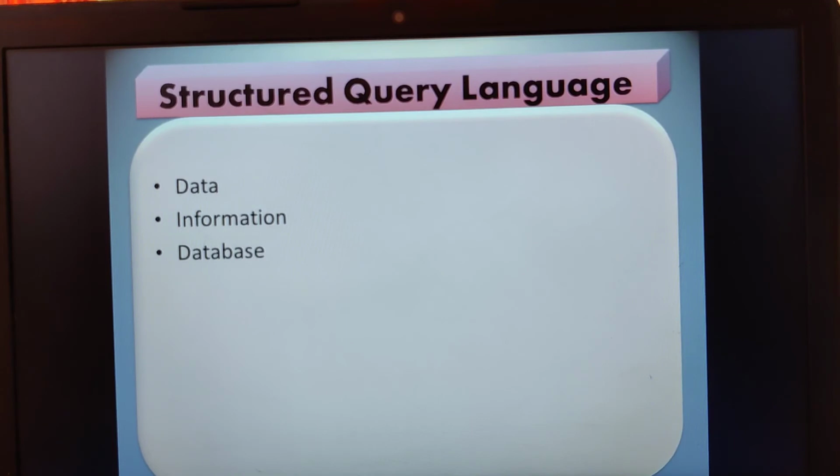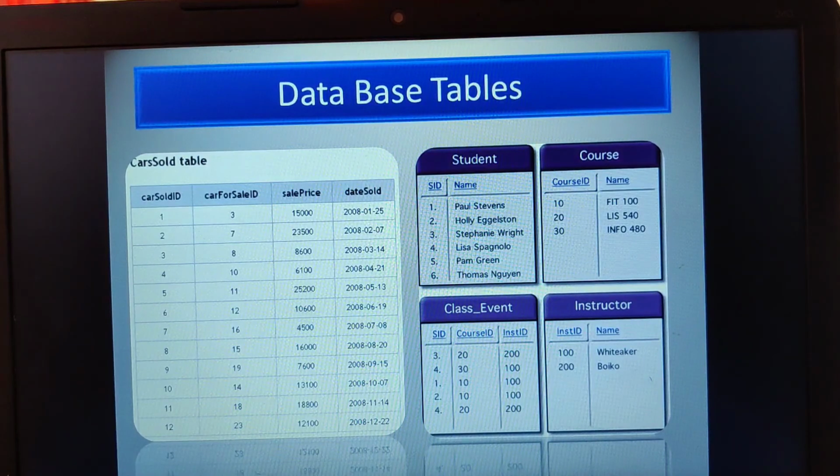I hope you are able to get an idea what is database. The process of storing the related information in a systematic way that you can easily manipulate, update and access it, then it is called as a database. Then moving on to some database terms. Now this I'll show you. Now these are the tables.